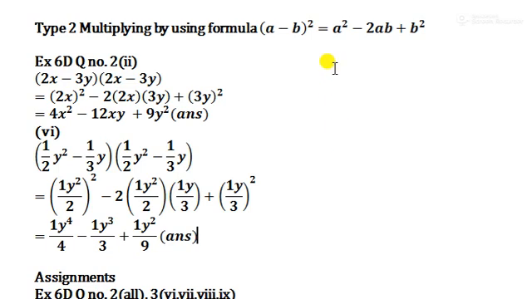Today's type was an easy type, just the extension of what we did yesterday. Yesterday we used the formula a plus b whole square. Today we are using the formula a minus b whole square in the expansion. And we have worked out both types of questions. One was without the fraction, the other was with the fraction. In the fraction it is going to be a little bit complicated, and don't forget to cancel the common factors in the numerator and denominator.